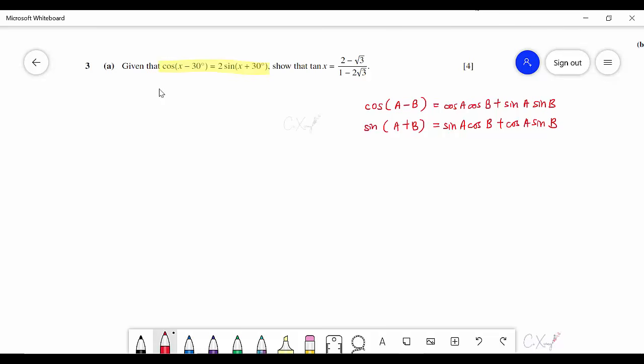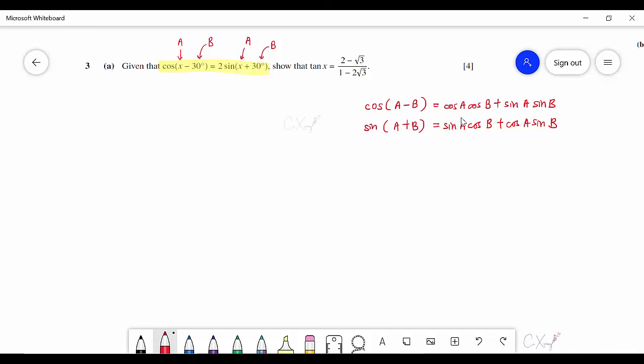From here you can see that we have cos x minus 30. So the A in the formula will be the x, then the 30 here will be the B. The same thing happens for sine: this is the A and this is the B. So when you want to expand it, you just substitute all the values provided in the question into the formula.